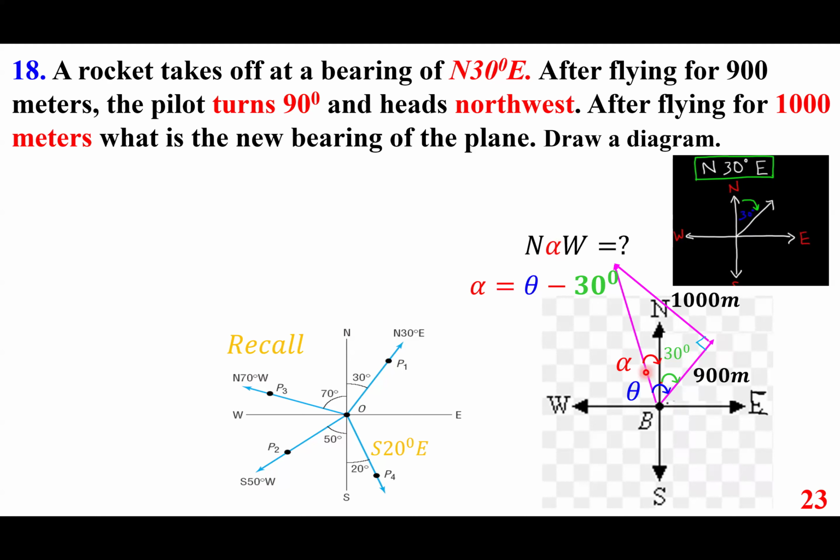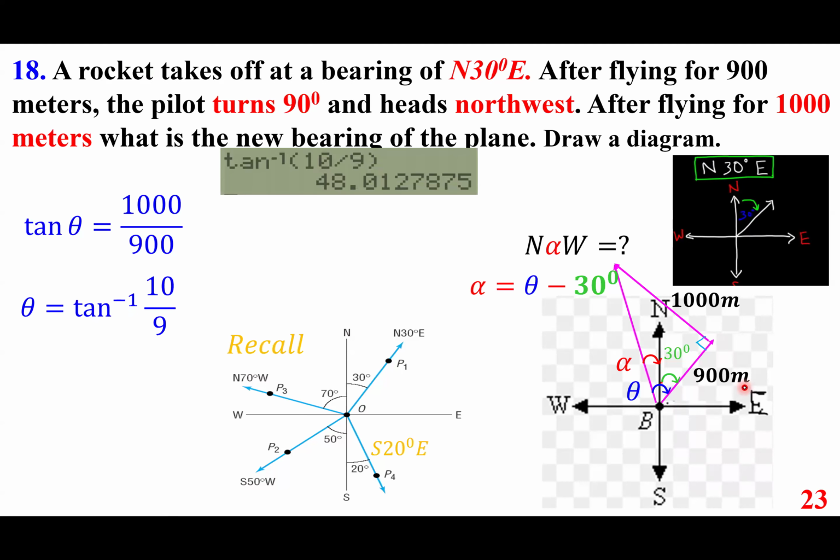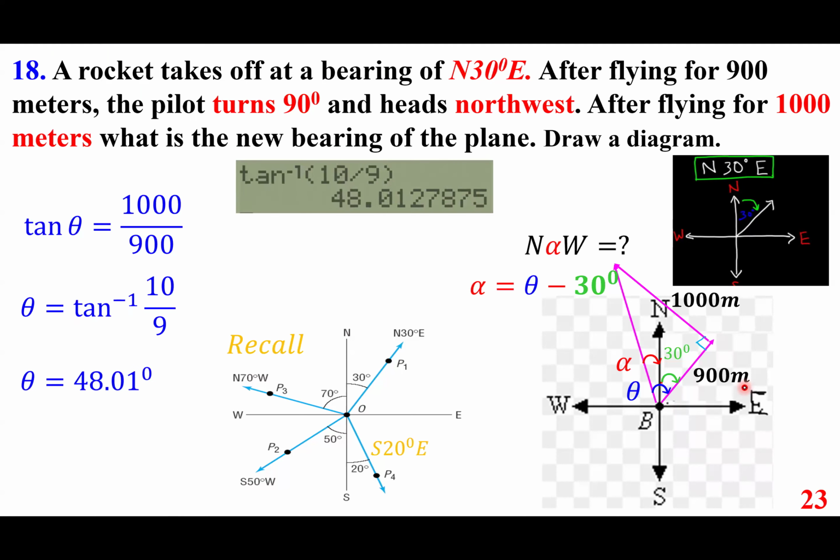So in this triangle, we can find theta because we have two sides. So tan of theta is the opposite, 1,000, over the adjacent, 900. Both of them are in meters. They cancel each other, so we don't have to worry about the units. The units must be identical. Both of them are in meters, everybody. So 10 over 9. So theta is tan inverse of 10 over 9. Putting it into a calculator results in 48.01 degrees.